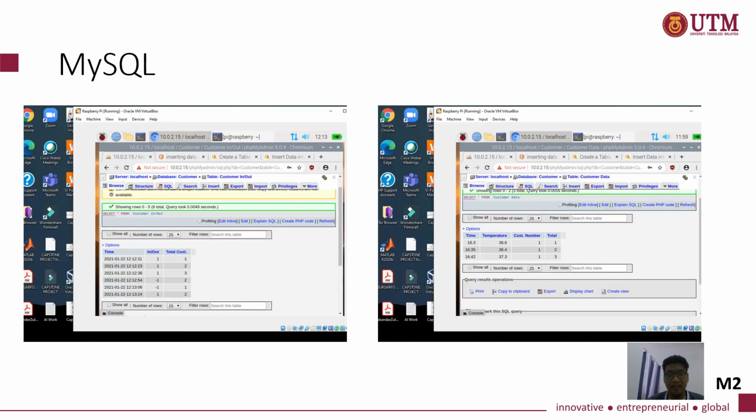On the left side, it is a data example of when the customer goes in or out of the shop. On the right side, it is a data example of the temperature detection of customers.